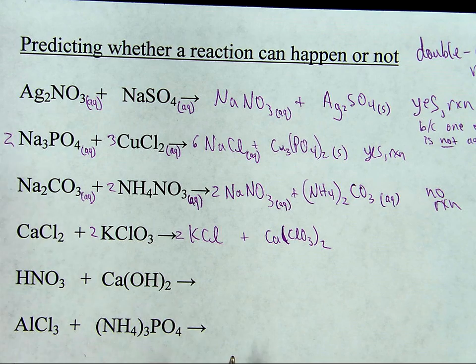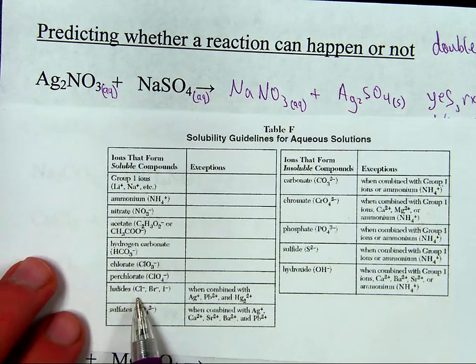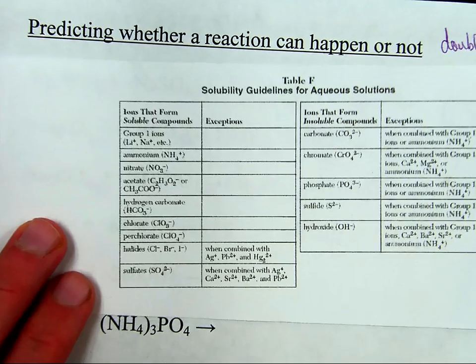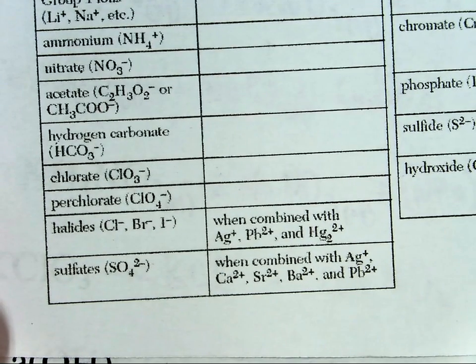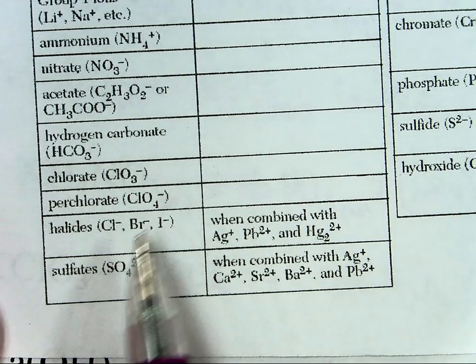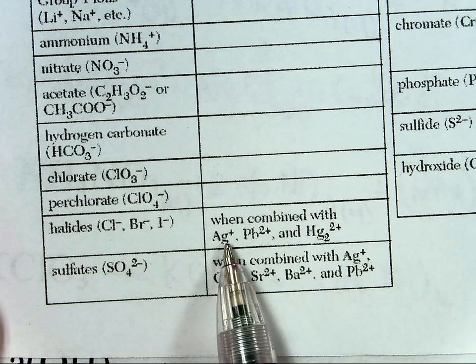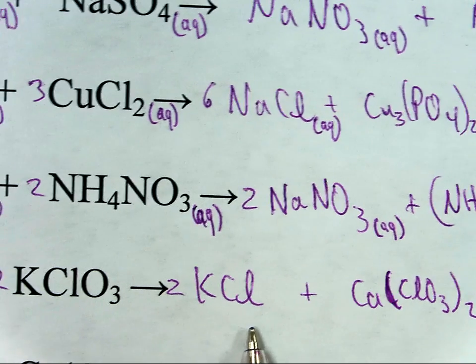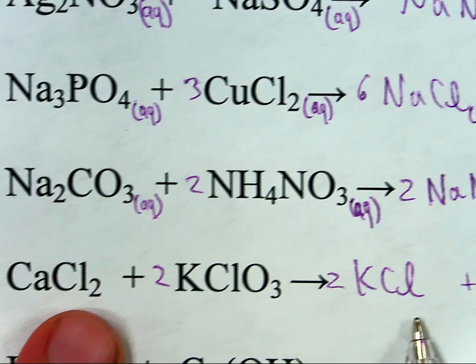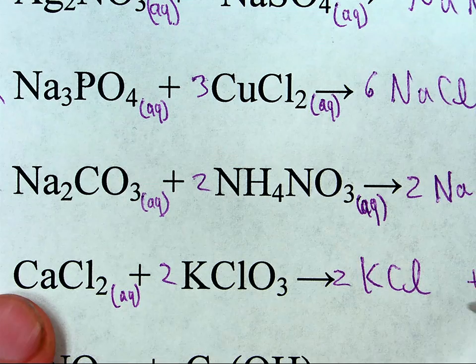Okay, let's look at the halides, because that's what involves chlorine. Alright, it will dissolve unless it's with silver, lead, or mercury. And these chlorides are neither with lead, nor silver, nor mercury. Therefore, they're both aqueous.